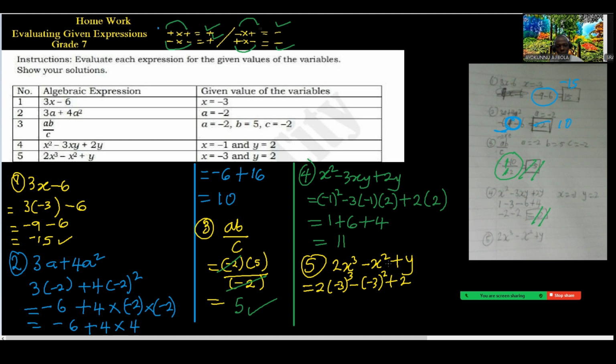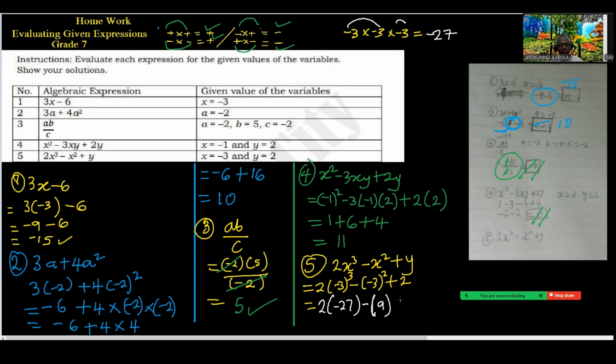Y is 2. So this time around, -3 cubed simply means -3 times -3 times -3. Is that clear? When you multiply the first two, you have +9. Then +9 times a -3 will give us -27. So this first aspect is already -27. So we have 2 into -27. Then minus this -3 squared is already 9.